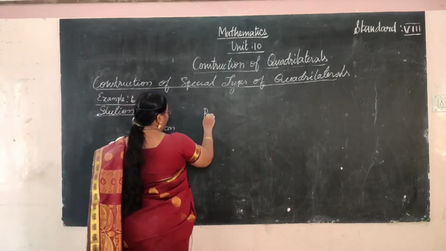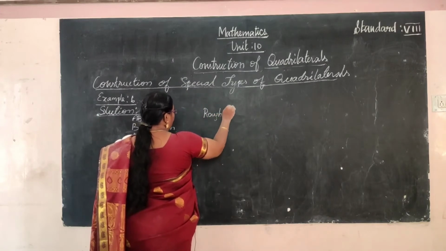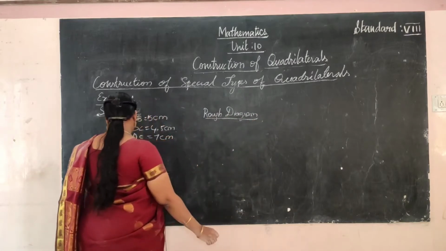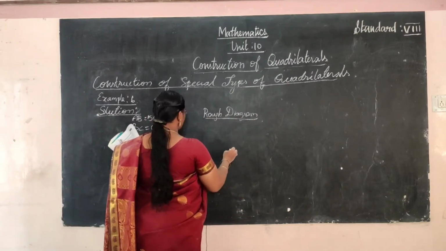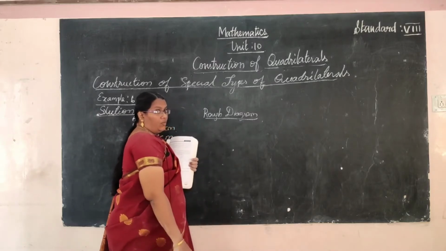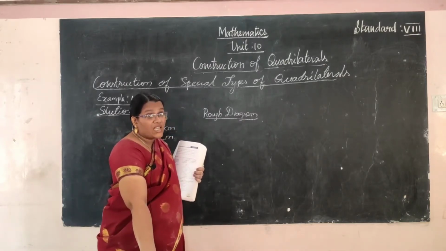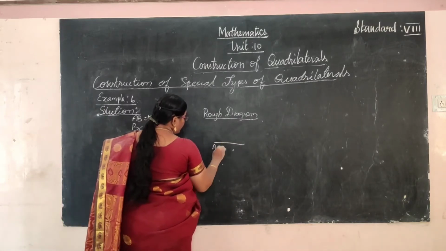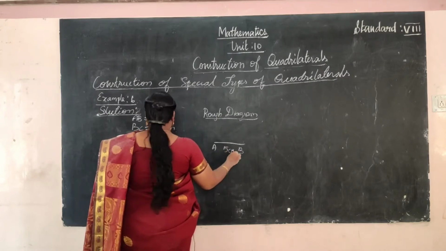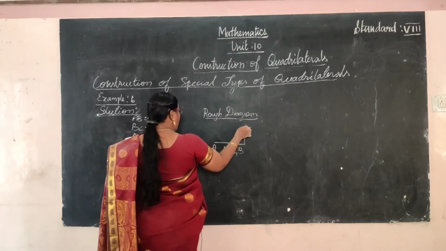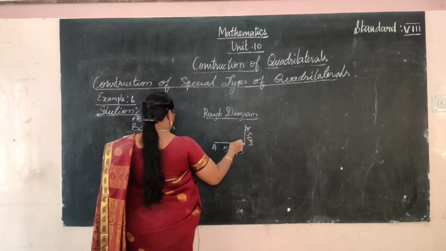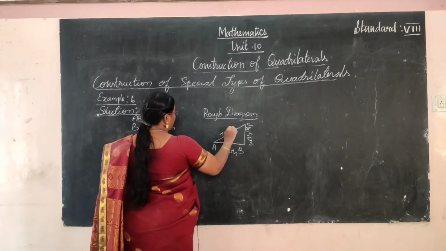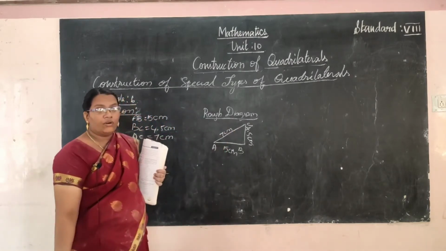First draw the rough diagram. How can you draw? The AB value was 5 centimeter. So what are the properties of the parallelogram? Opposite sides are parallel and equal. So here the AB value was 5 centimeter, and BC value was 4.5 centimeter and the diagonal AC is given, 7 centimeter.